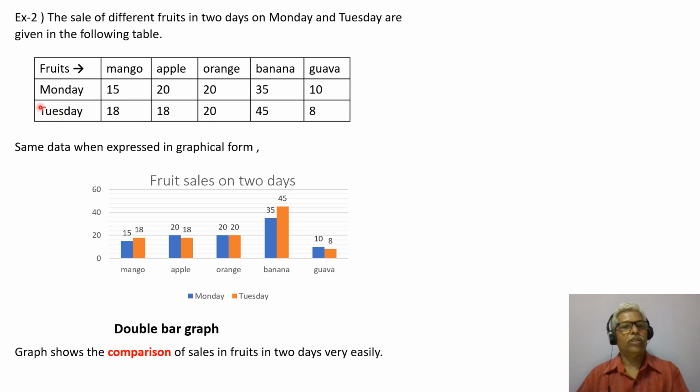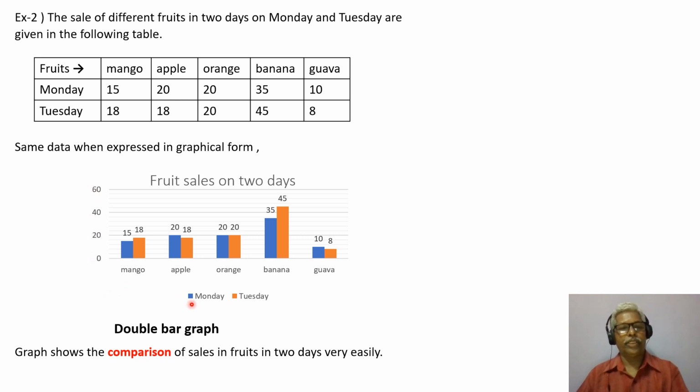Now let's see. On Monday, these are the sales: mango 15, apple 20, orange 20, banana 35, guava 10. And on Tuesday: mango 18, apple 18, orange 20, banana 45, and guava 8. Now the same data is expressed in graphical form. Here, just see, this is the number of sales, maybe kg, maybe dozen, as you like.